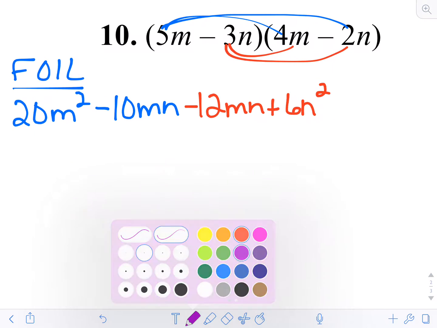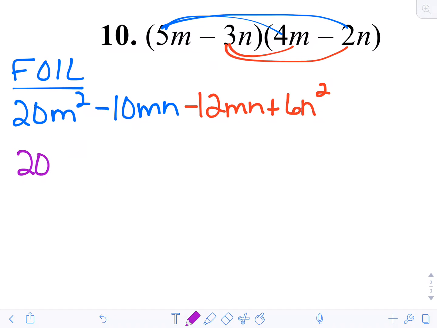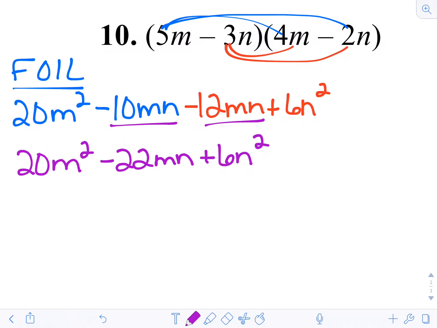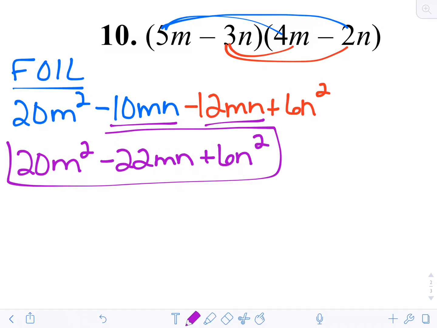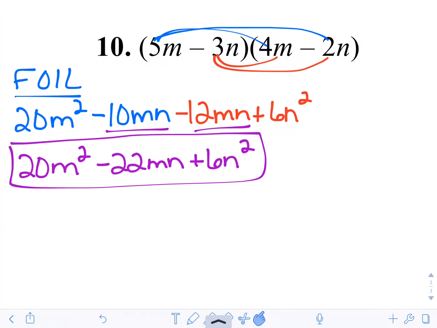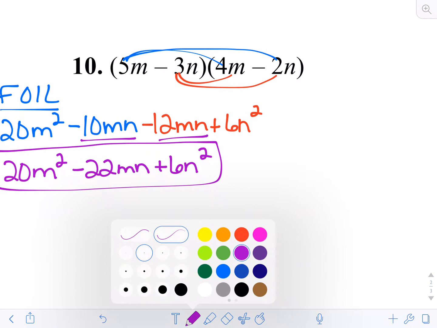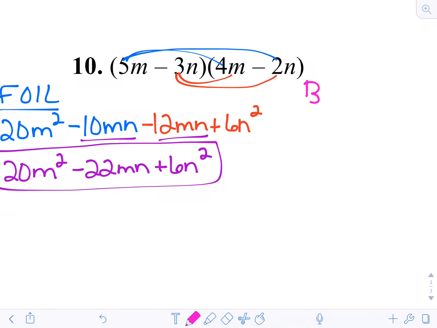Alright, so now we're going to go ahead and combine like terms. I have 20m squared. I have negative 10 of these mn's, negative 12 of these mn's, so that gives me a total of negative 22 mn, and then you have plus 6n squared. Okay, and then we have the box method.